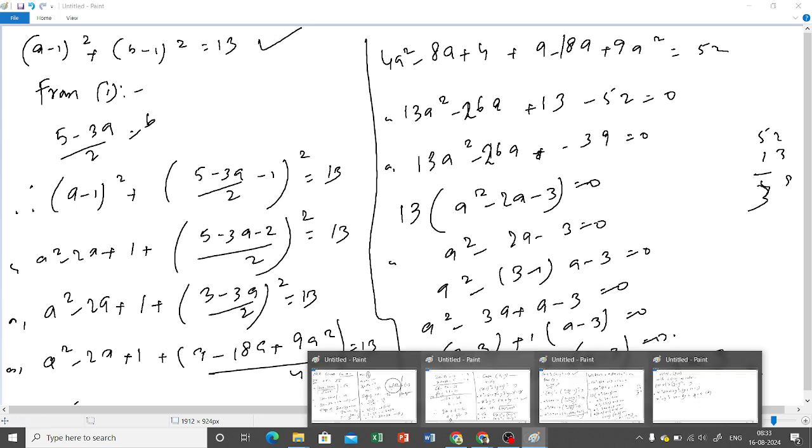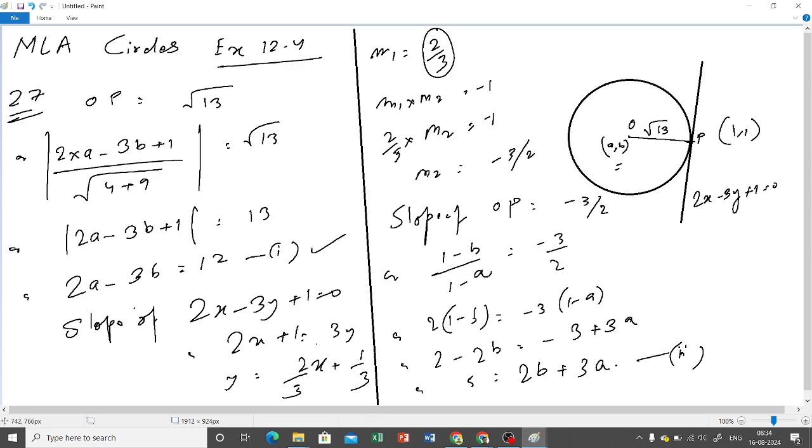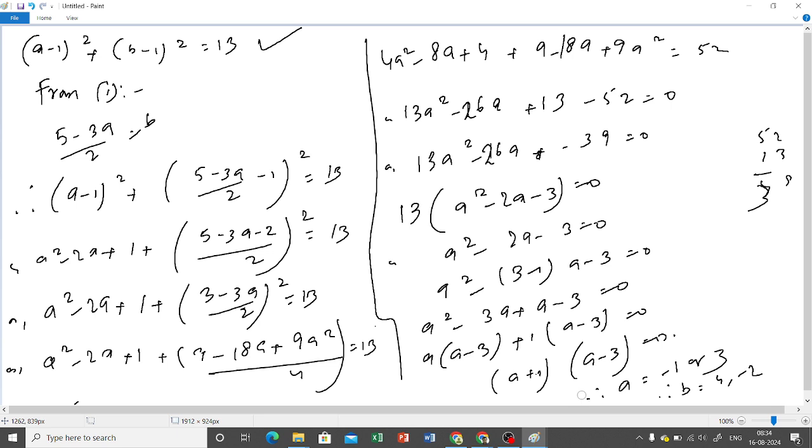Now from equation 2, we got b is equal to (5 minus 3a) by 2. Now put this b in equation 3. So what do we get? (a minus 1) whole square plus, what is b? B is (5 minus 3a) by 2, minus 1 whole square, is equal to 13.